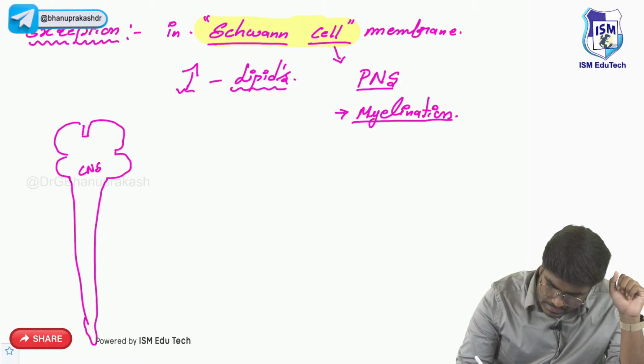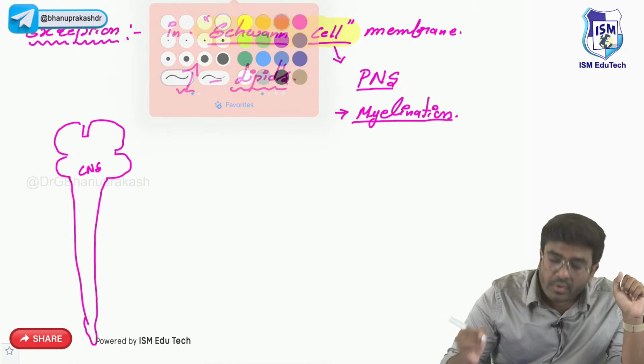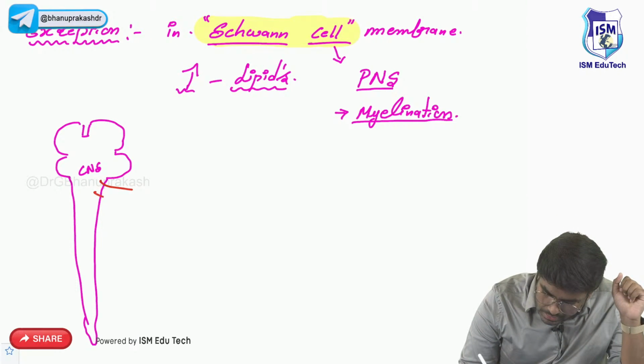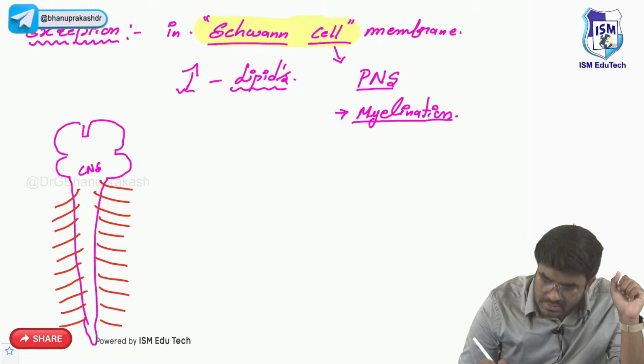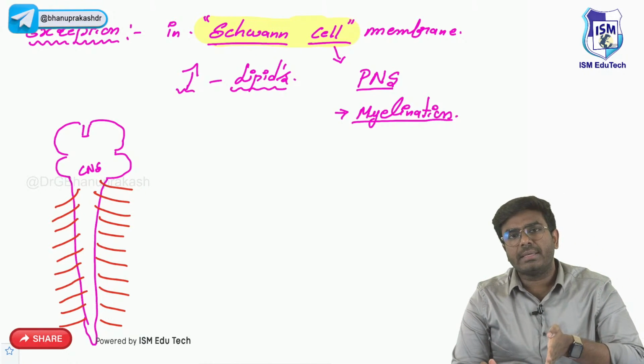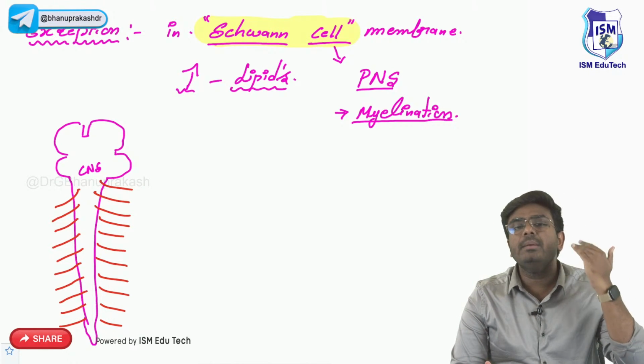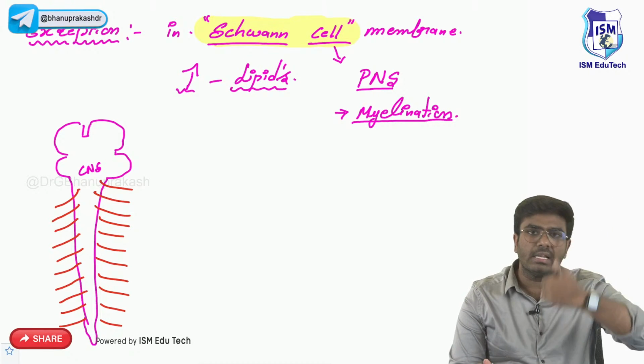CNS. Also remember, from your central nervous system, there are certain nerves coming out. These nerves are called the peripheral nervous system. Simple. The central axial thing, the brain, brainstem and spinal cord, is the central nervous system.